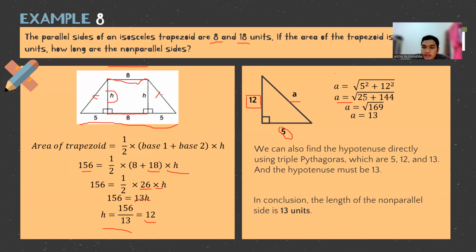The 5 squared is 25, and the 12 squared is 144. 25 plus 144 is 169, so a equals the square root of 169, and we get the a value is 13. We can also find the hypotenuse directly using a Pythagorean triple, which is 5, 12, and 13, and the hypotenuse must be 13. In conclusion, the length of the non-parallel side is 13 units.